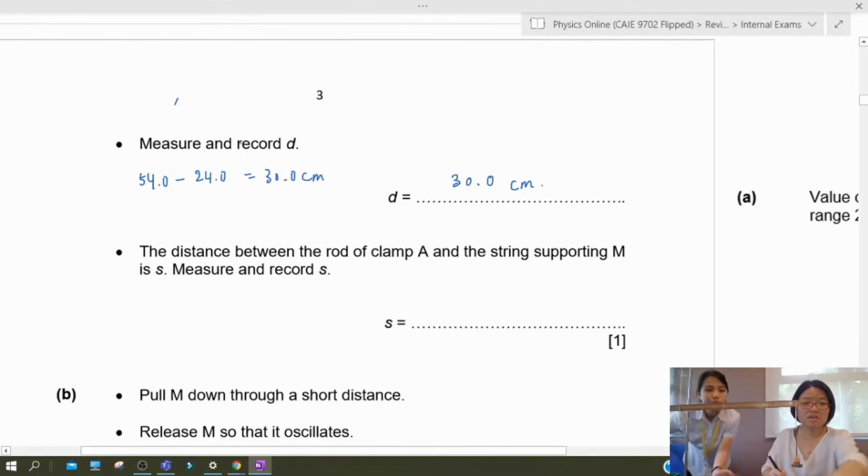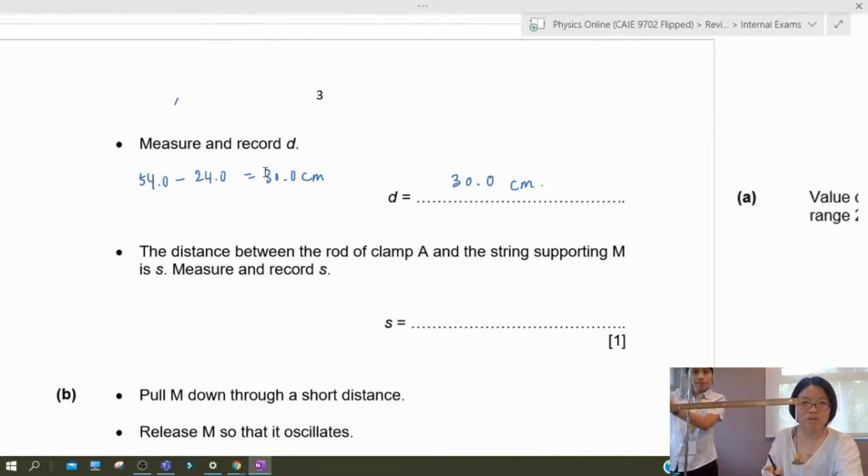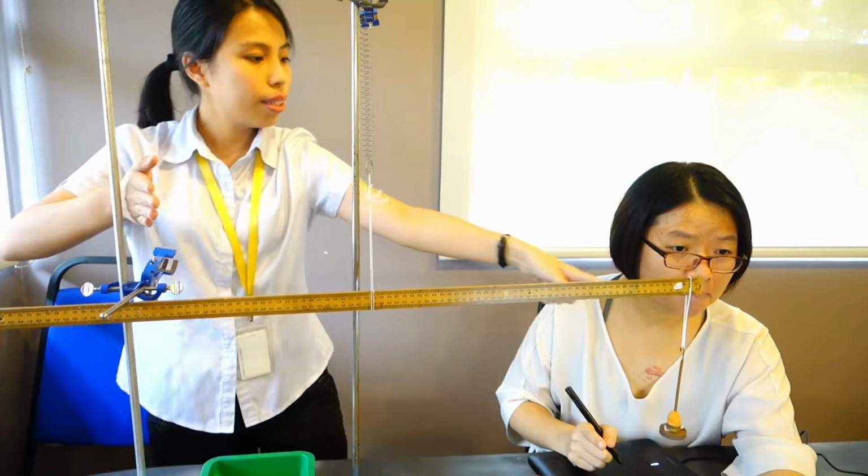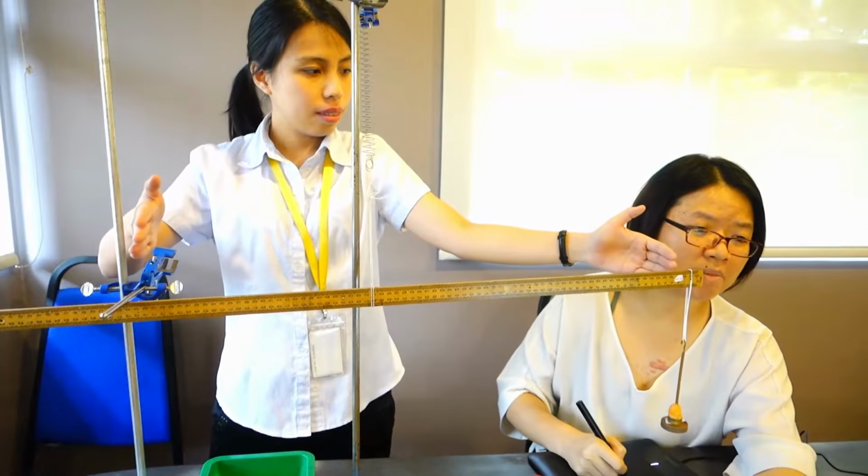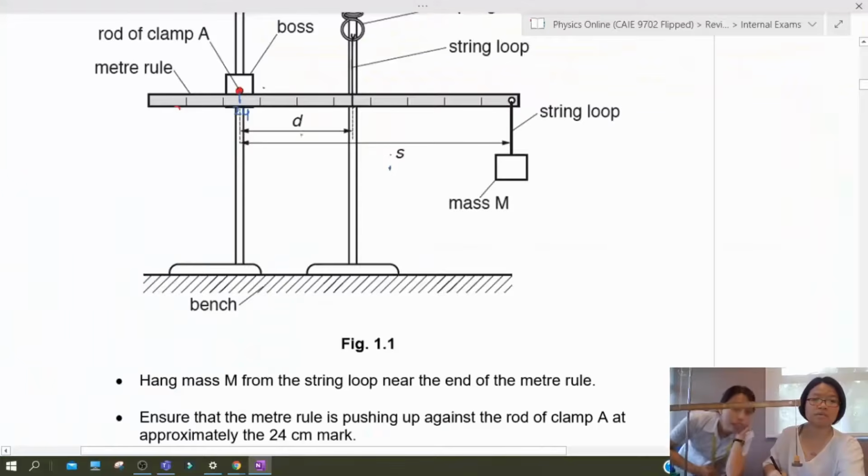Okay, then distance between A and the... Wow, Miss, what does this mean? My brain hang already. Rod of clamp A, which is the red dot that I drew just now, and the string supporting M. Oh, this one now. But never mind. See, they label. Miss, they label. They give a picture, I never look properly, then I don't see the thing. So here.